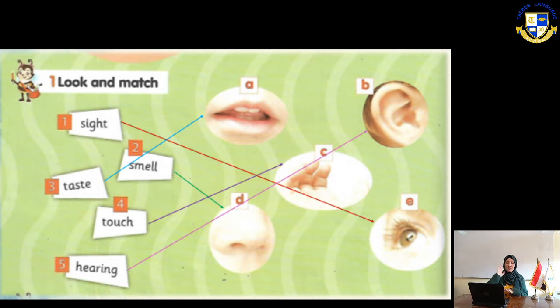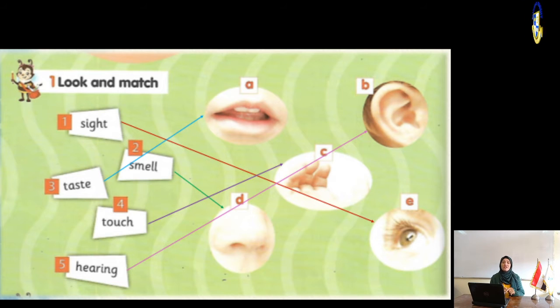Number 4, touch. How can I touch? I touch with my hands. So we are going to match number 4 to number C. Number 5, hearing. Where is the hearing in our body? From where we can hear? We hear from our ears. So, match number 5 to number B.